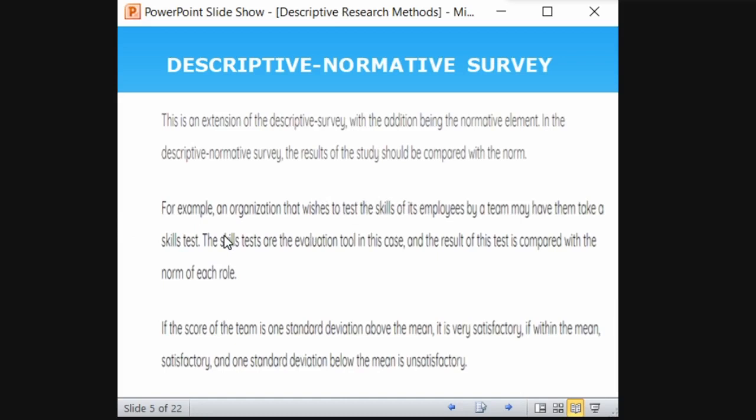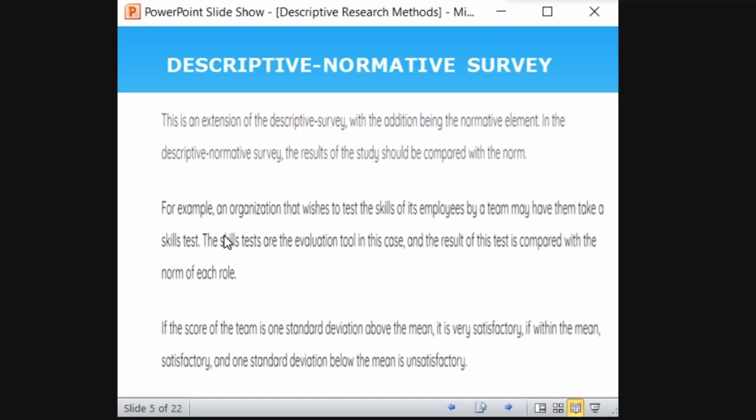So for example, if you want to become a librarian, MLISc is the norm. So whether you are having knowledge for the librarian, whether you are having the skills for the librarian, that is what I am going to check using a skills test. So for the skills of the librarian, the norm is the MLISc degree. So I am comparing the result of the skills along with the norm. So this is called a descriptive normative survey.